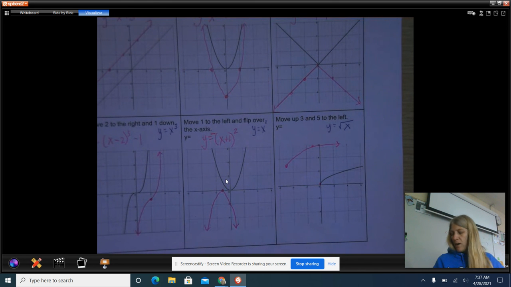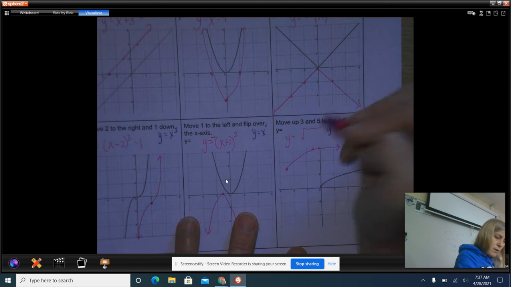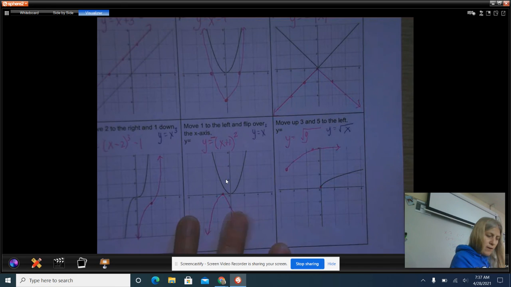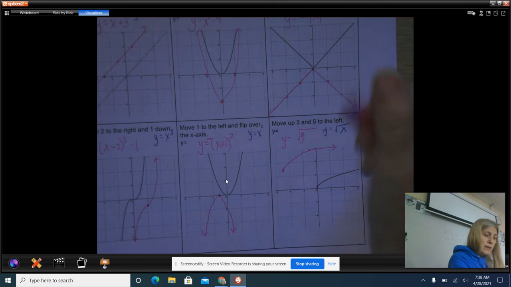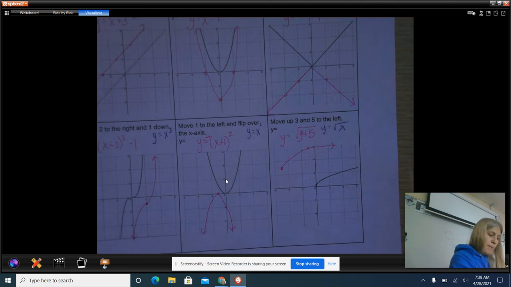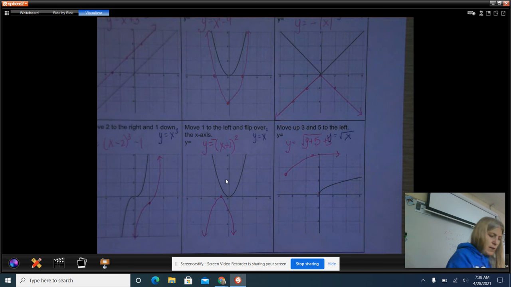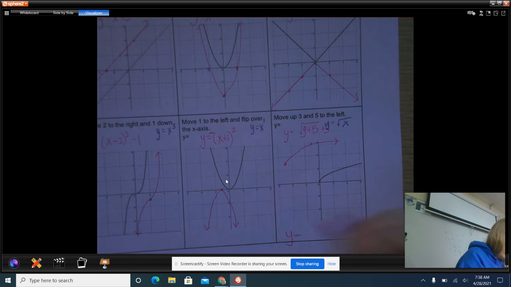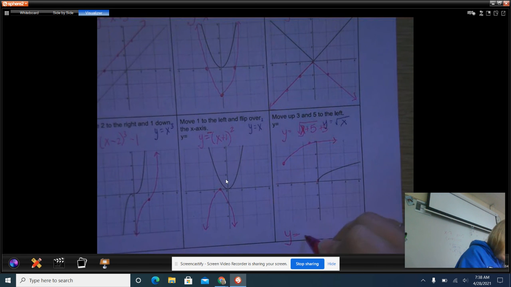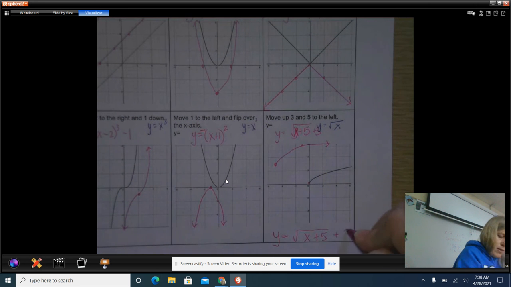So as we are moving our 5 to the left, we are going to have our square root, and inside our square root, we're going to have our plus 5. And then outside of our square root, to move it up, we're going to have a plus 3. And as you're typing this in, you have to be careful. It's hard to read. Let me go ahead and write it here. Y is equal to, oh, that's an x, the square root of x plus 5. And then make sure you're outside of that square root for that plus 3.